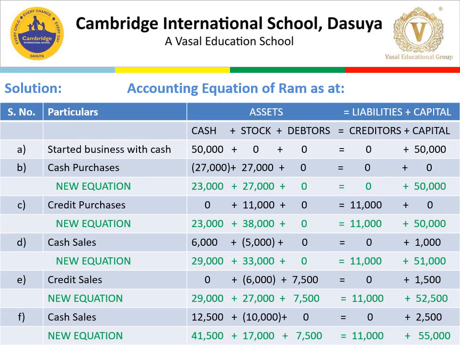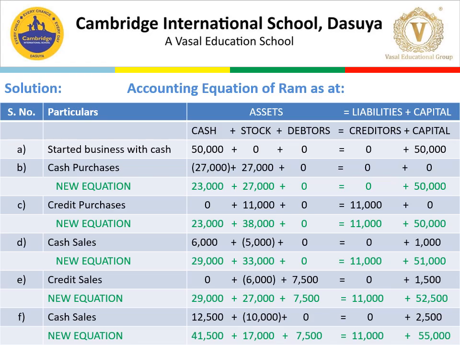Here is the solution. The first transaction is started business with cash 50,000. So 50,000 we will add in cash and in the capital as well. Now the next is purchases, goods worth rupees 27,000 purchased. So we will deduct 27,000 from cash and 27,000 added in the stock.